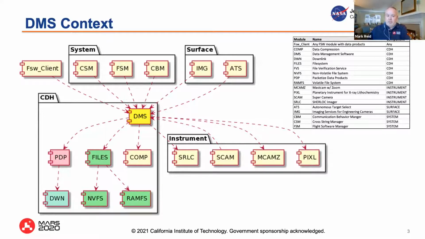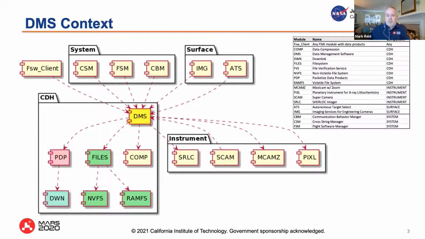So it's basically responsible for storing and retrieving data products, having them packetized for downlink, and also supplying the interface for compression, either by command or autonomously compressing data products as they're closed and migrated off to non-volatile. So that's sort of the context of it sitting in the corner of CNDH.